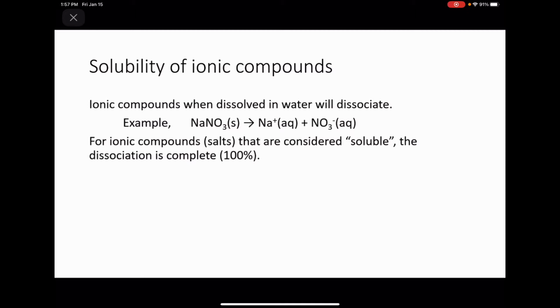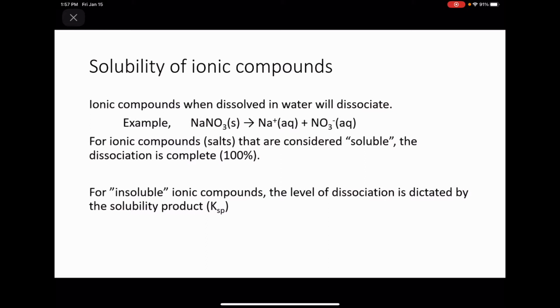For ionic compounds that are soluble, the ones that dissolve in water, the dissociation is 100%. We just assume that they go to completion, so that's the reason why in the above example we have an arrow and not an equilibrium. If we have an ionic compound that's insoluble, then the amount of dissociation is predicted based on the equilibrium constant, which in this case we call the solubility product, or KSP.